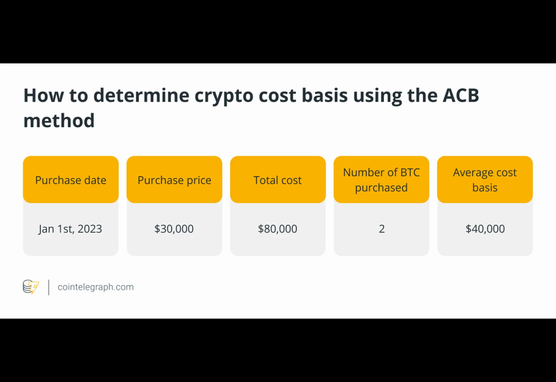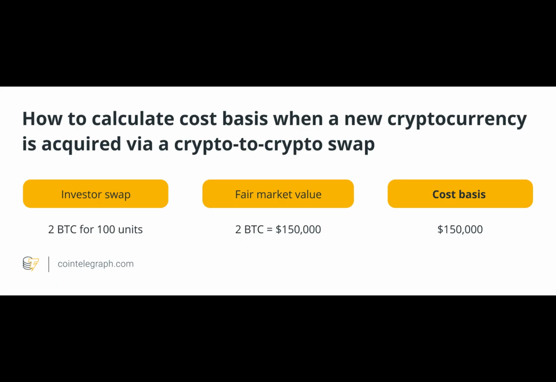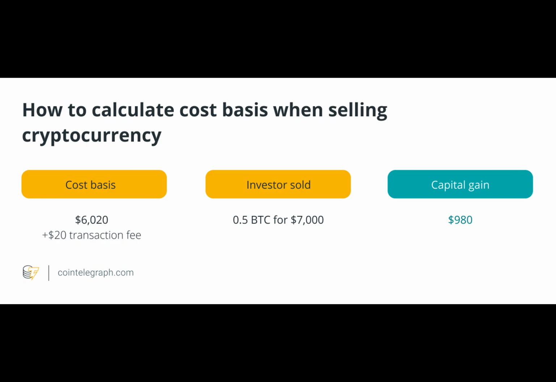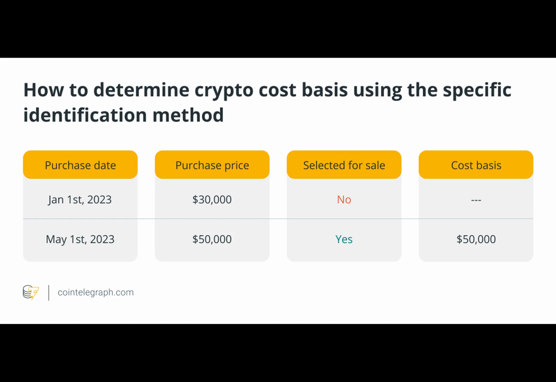It is determined by the value of the cryptocurrency in US dollars at the time of the transaction. For example, the cost basis for the transaction would be $700 if an investor traded 0.1 BTC for a $500 product, and the value at the time of the exchange was $700.